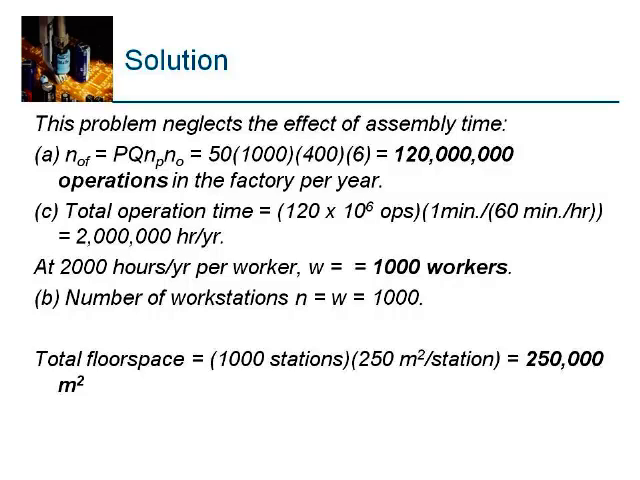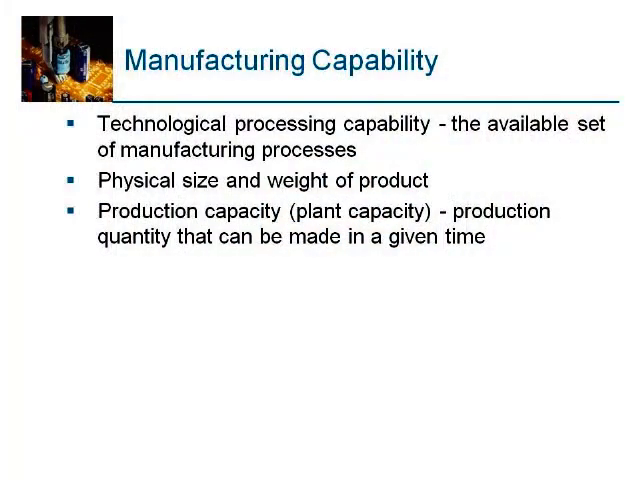Total floor space is, each workstation occupies 250 meters square per workstation. So 1000 workstations includes 250,000 meters square. The total area required for the plant exclusively for operation only is 250,000. Other plant facilities for the other common services, etc., which includes another 40% of the space, is added to that. That gives your total plant space required.